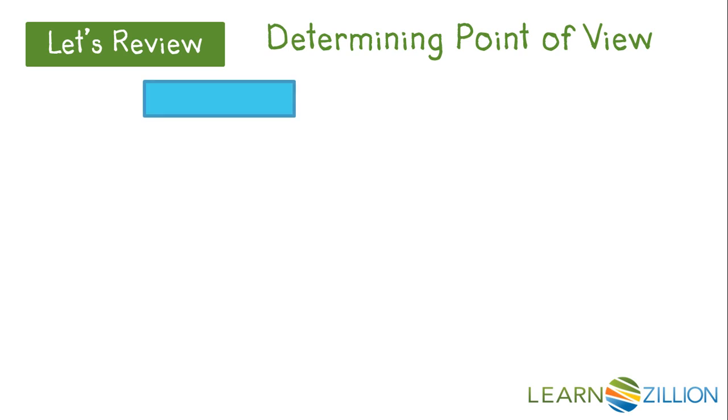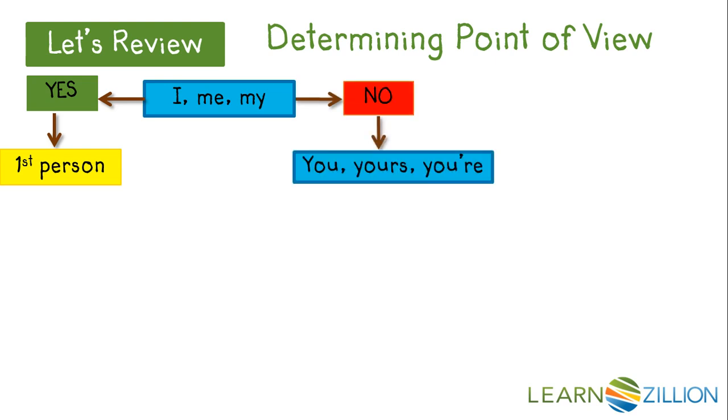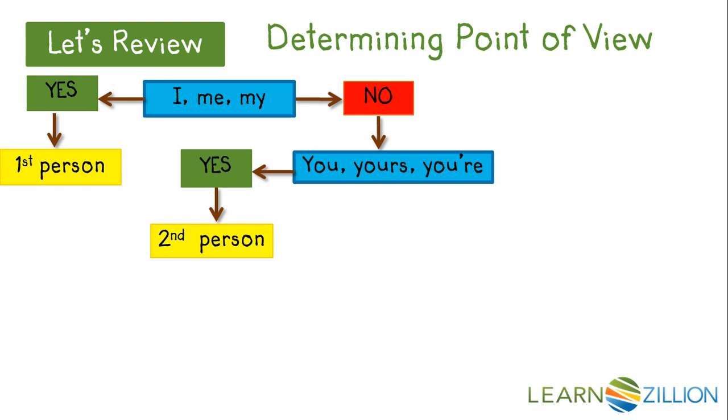The first thing you can do is ask yourself, do you see the words I, me, and my mentioned outside of the dialogue? If you answered yes to the question, then it is written in the first person. If you answered no, then you need to ask yourself, do I see the pronouns you, yours, and your mentioned in the text? If you answered yes, then it is written in the second person.